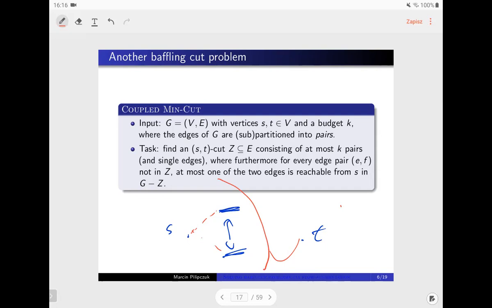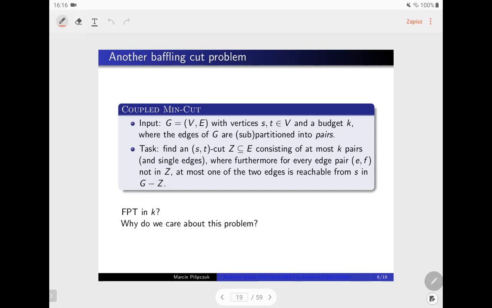That seems quite weird. Why on earth would you think about such a strange constraint on the cuts? But there's actually a very good story behind it, and let me try to present this story. By the way, it was open up to this paper whether this problem is FPT in K. You may not care about that at this moment, but I hope you will care about it in a few slides. And why do we care about this problem?